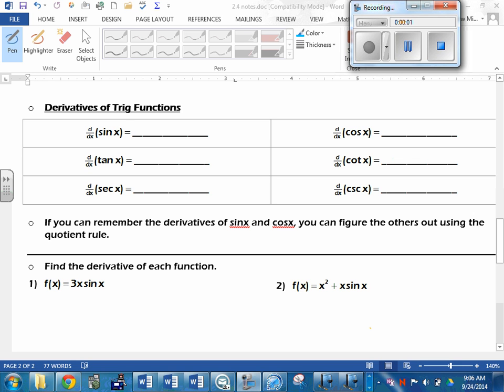So today we're looking at the derivatives of our 6 trig functions. These are things you need to know. We're going to use these all year round. All right, so you need to know this for the rest of the year.